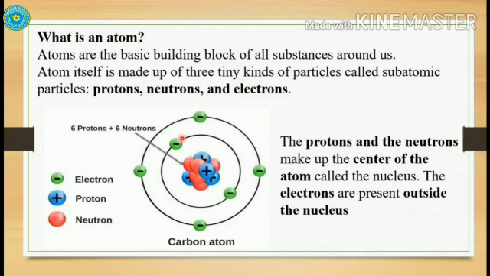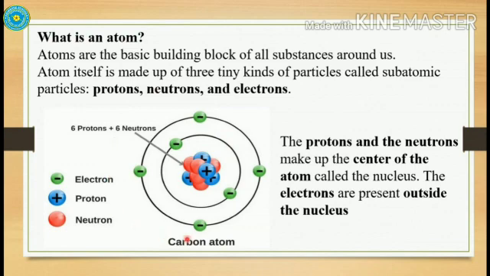To define an atom with an example, I have taken carbon, where the protons and the neutrons make up the center of the atom called the nucleus, and the electrons are present outside the nucleus. Here in this picture you can see the carbon atom, where the center of an atom is called the nucleus, and this nucleus contains protons and neutrons. Here the blue colored circles are called protons and the red colored circles are called neutrons. And outside the nucleus you have electrons.